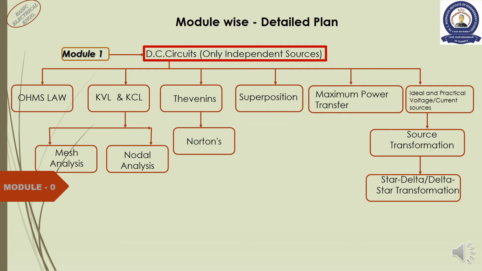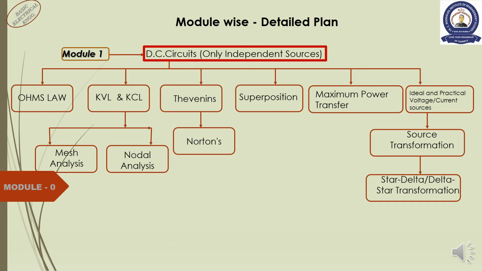In DC circuits, first we are going to study Ohm's law, KVL and KCL, where you use KVL and KCL theorems for evaluating mesh analysis and nodal analysis. Then we are going to study Thevenin's, superposition, maximum power and Norton's. Thevenin's and Norton's are the reduction theorems. Superposition and maximum power will go hand in hand.